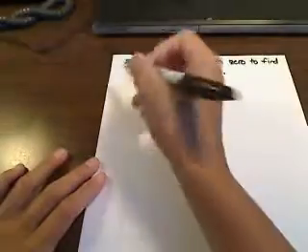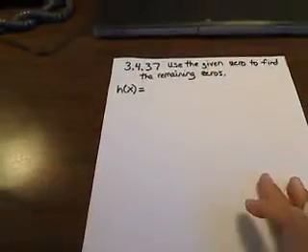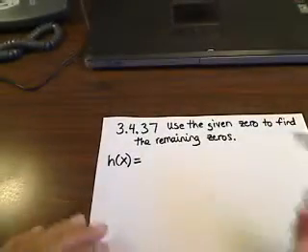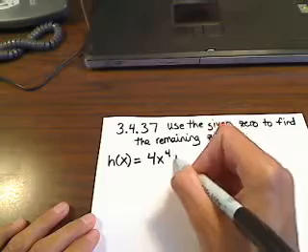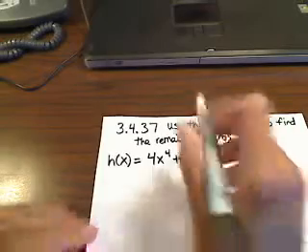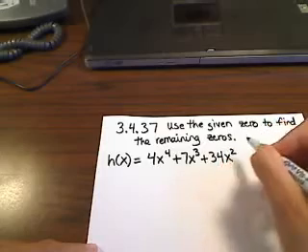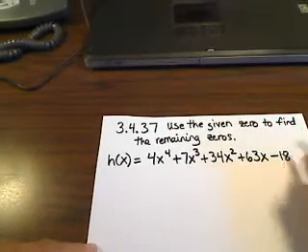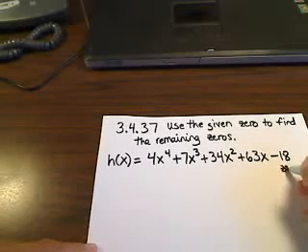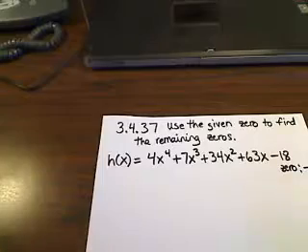Okay, the first problem that was asked is they give us h of x is equal to 4x to the fourth plus 7x cubed plus 34x squared plus 63x and then minus 18. They tell us that one of the zeros is a negative 3i.